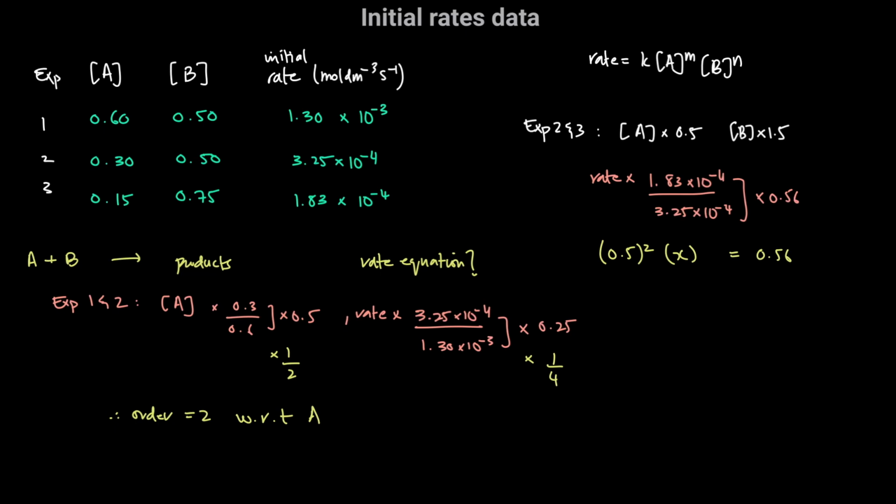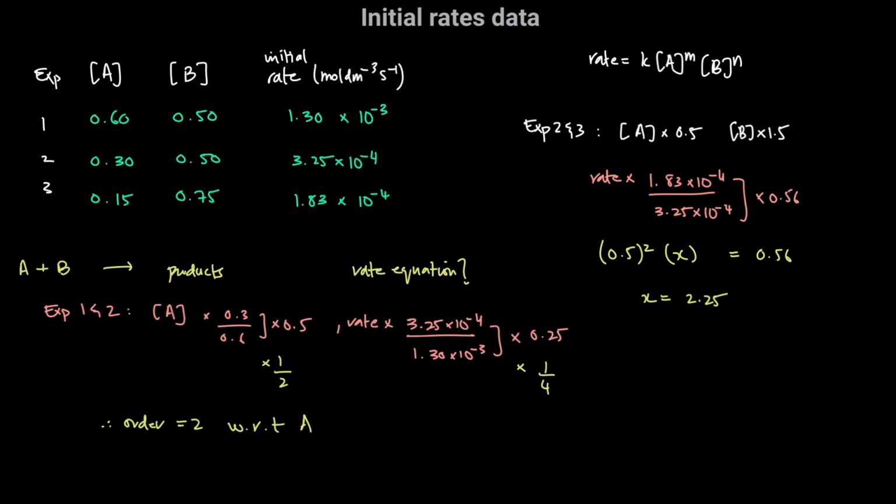So then what does X come out to, right? The product of the 2 effects on the rate gives you the effect of B on the rate. X over here comes out to 2.25. So multiplying the concentration of B by a factor of 1.5 meant that the rate was multiplied by a factor of 2.25. So 1.5 to what power gives you 2.25? You know that 1.5 squared is equal to 2.25. So therefore, we can say that it is order 2 with respect to B.